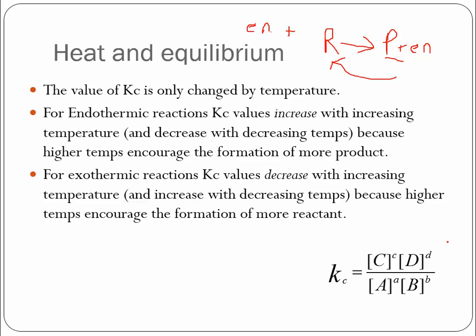Do you remember, in the other video, how super important it was that you understood Kc and what it means? This is exactly what I'm talking about here. If you really understand Kc well and what it means, this should all sort of make sense. If not, it definitely makes it a little trickier. So for exothermic reactions, Kc values decrease with increasing temperature and increase with decreasing temperatures because higher temperatures encourage the formation of more reactants.